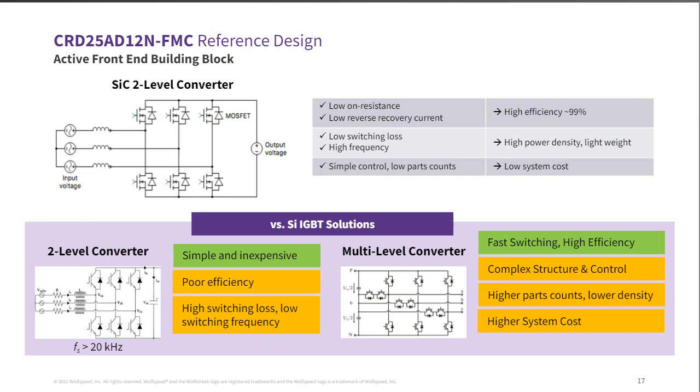And so one thing to touch on in this application: with silicon carbide, it's possible to simply use a 2-level converter. With IGBTs, if you look at the silicon IGBT solution, while the 2-level topology is simple and inexpensive, you're really limited on the switching frequency.